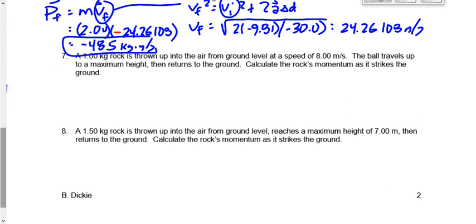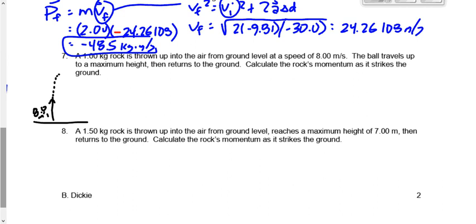A 1 kilogram rock is thrown up into the air from ground level at a speed of 8.0 meters per second. The ball travels to a max height and then returns to the ground. What's the rock's momentum as it strikes the ground? So let's draw this out. It might make it easier. We're starting right here at ground level at 8.0 meters per second.